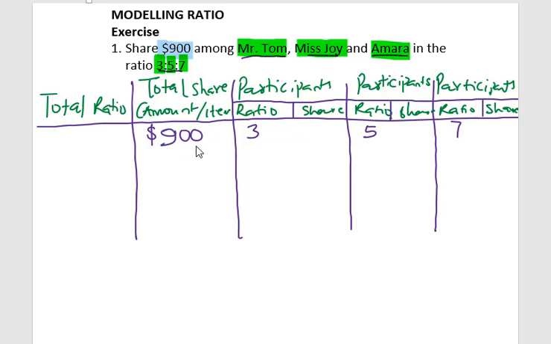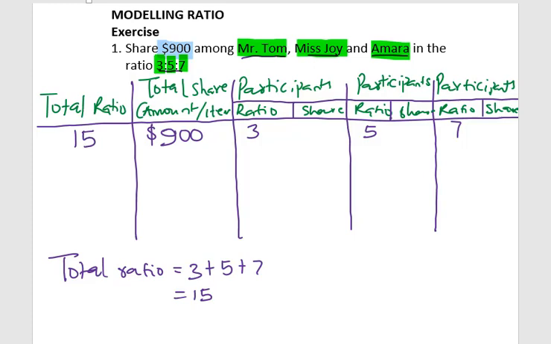Now we know their total share. Let's figure out the total ratio first. That's this column. Total ratio has to do with adding all these ratios here. So 3 plus 5 plus 7. 3 plus 5 is 8, right? 8 plus 7 is 15. Hope you're correct. So we solve for total ratio as 15.